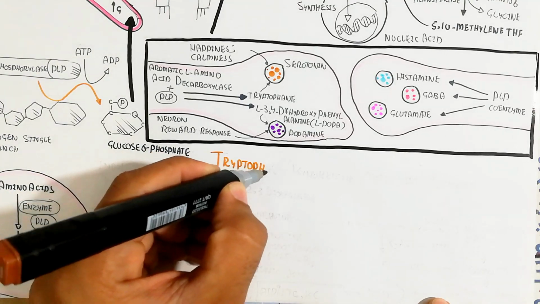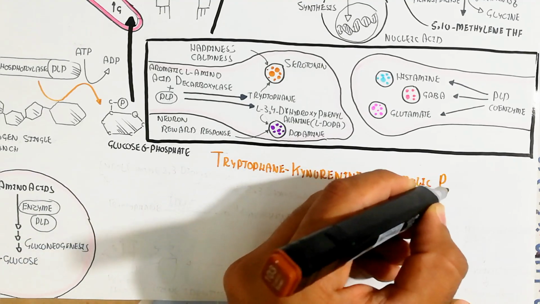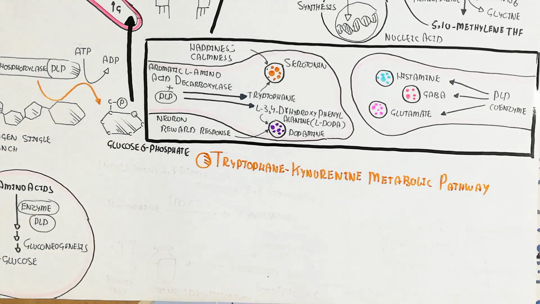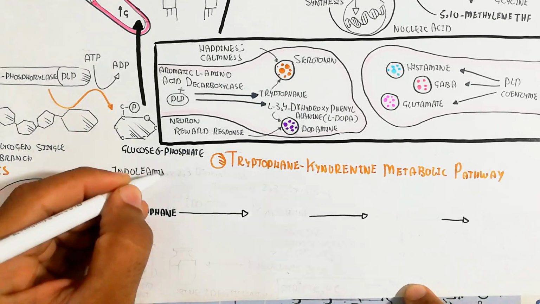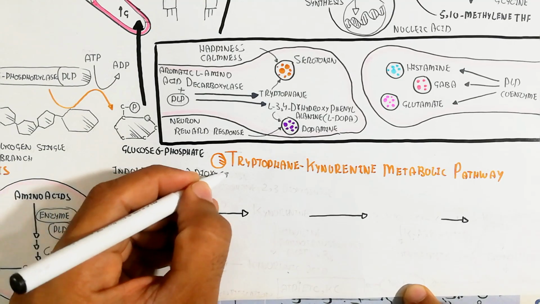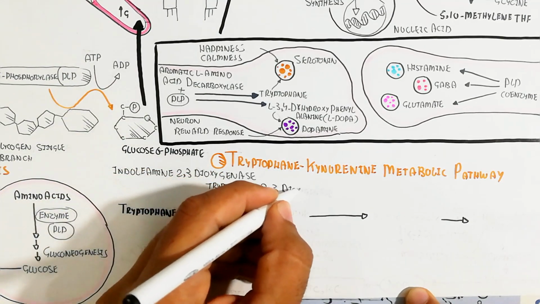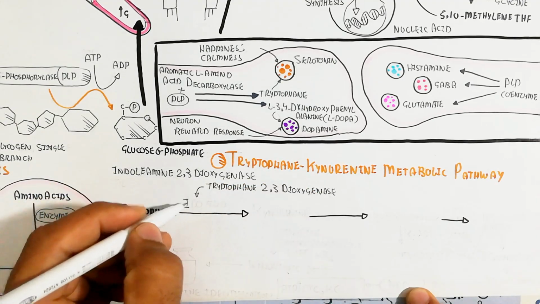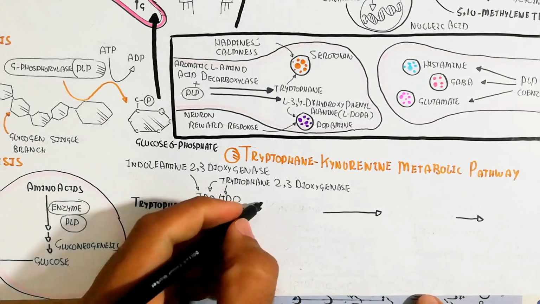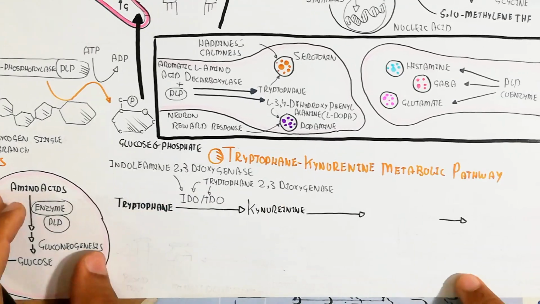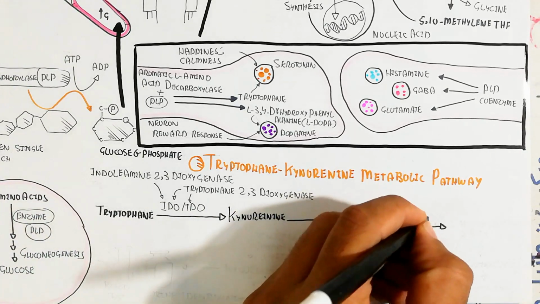Let's understand about the tryptophan kynurenine metabolic pathway. In this way the tryptophan will convert into the kynurenine, and the indoleamine 2,3 dioxygenase enzyme and the tryptophan 2,3 dioxygenase enzyme are used to convert this tryptophan into the kynurenine. This kynurenine is further converted into 3-hydroxykynurenine.